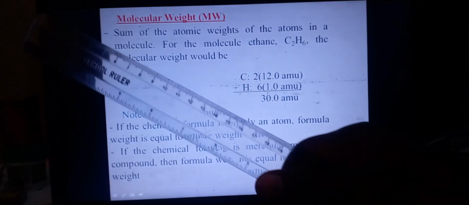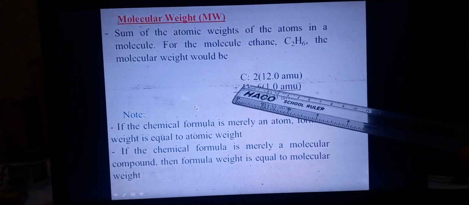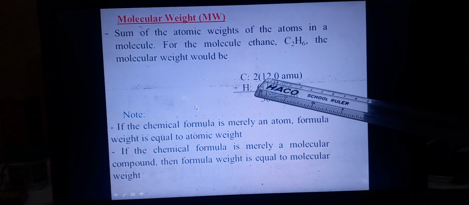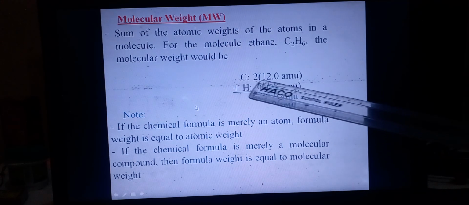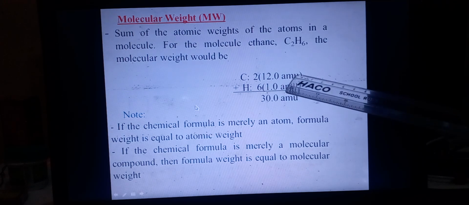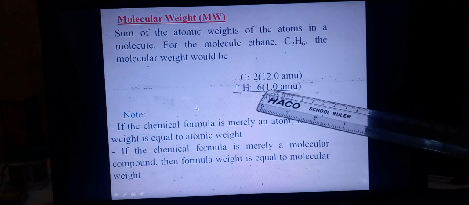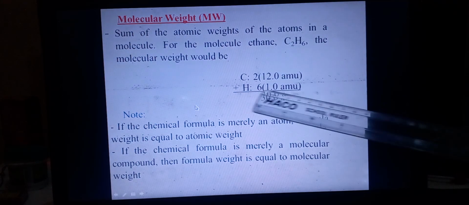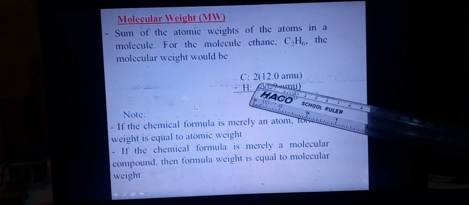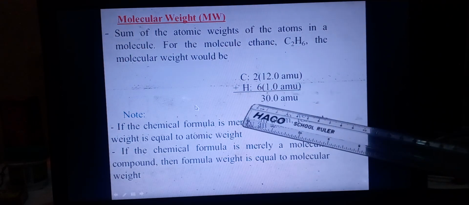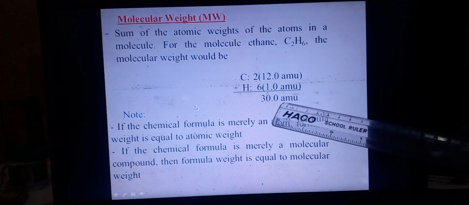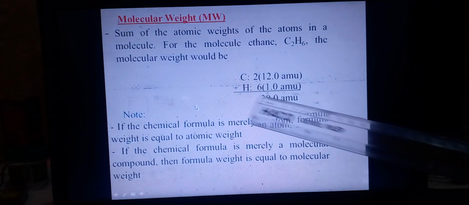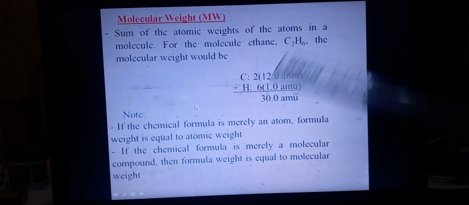So the molecular weight now can be found by taking the mass of 2 atoms of carbon. One atom has a mass of 12.0. So we take 2 times 12.0, then plus 6 times 1. So the atomic mass of one hydrogen atom is normally 1 atomic mass unit. So once you get the product of the two, then you add, it will give us 30.0 atomic mass unit. So this one becomes the molecular weight of ethane, because this one is a molecule.